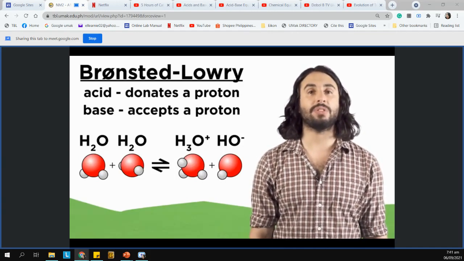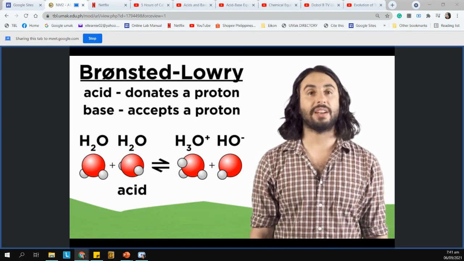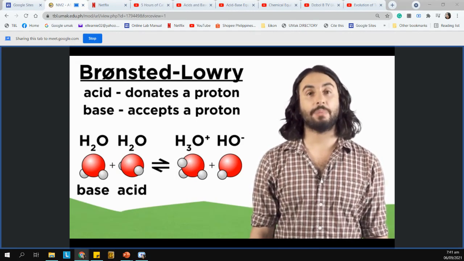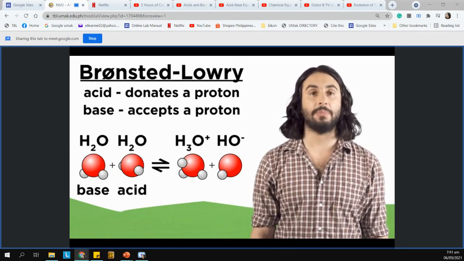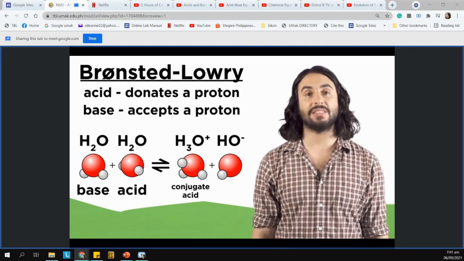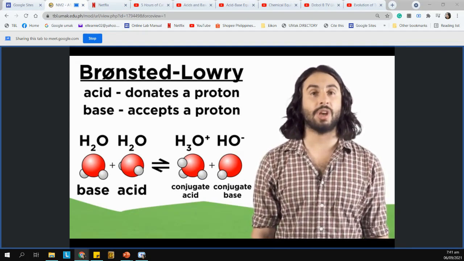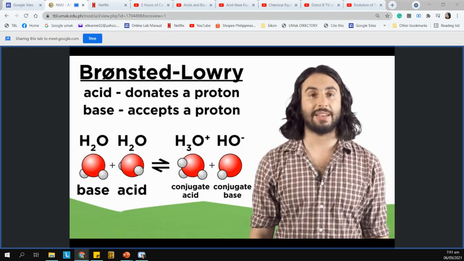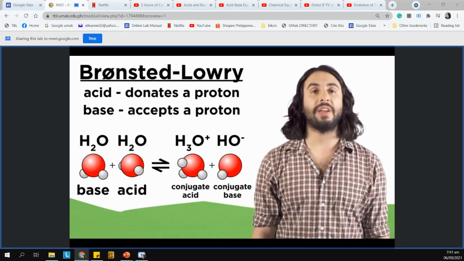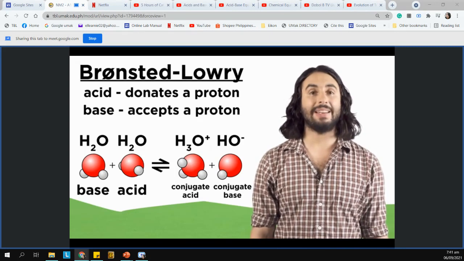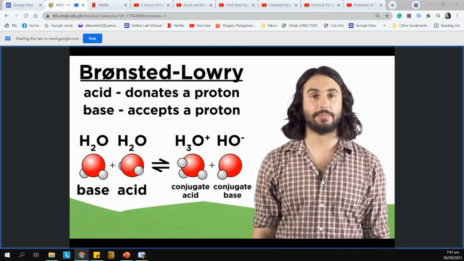The thing that gives up a proton is the acid, the thing that accepts it is the base, and on the product side, the base has become the conjugate acid, and the acid has become the conjugate base, because the thing that gained the proton could potentially lose it again, acting as an acid, and the thing that lost the proton might gain it back, acting as a base.